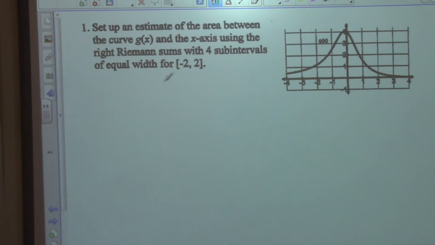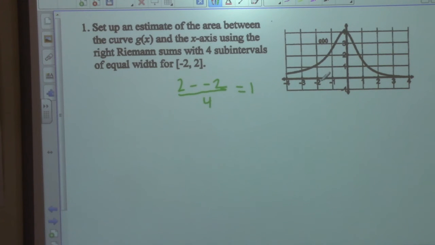Okay, we have what that's going to be. It's going to be b minus a. So what's 2 minus -2? 4. And we want 4 subintervals. So I'm going to write that out here. So we're going to have 2 minus -2, and we want 4 subintervals. So we divide that by 4, so we get 1. So we're talking about subintervals of 1. So each of these, using equal width, is 1, and it says use a right Riemann sum.